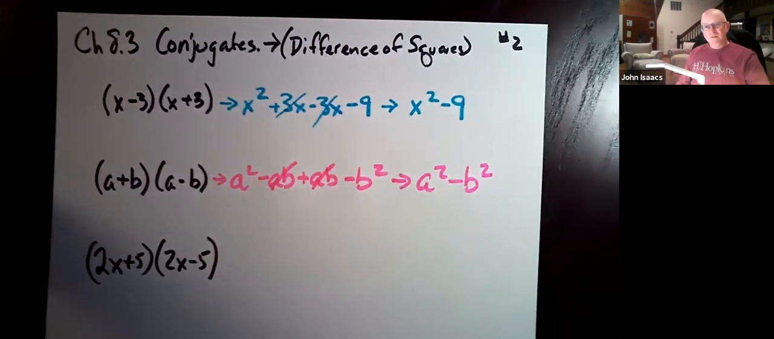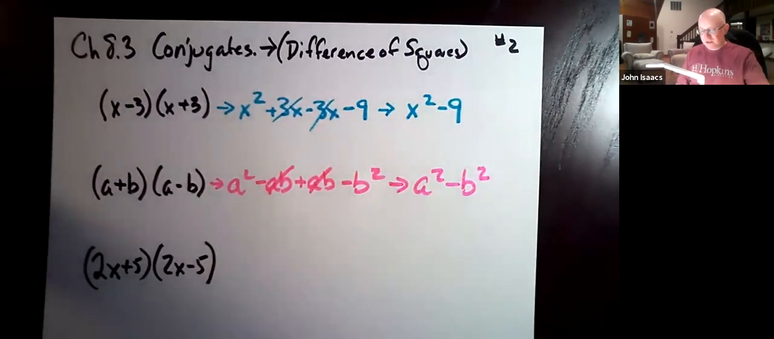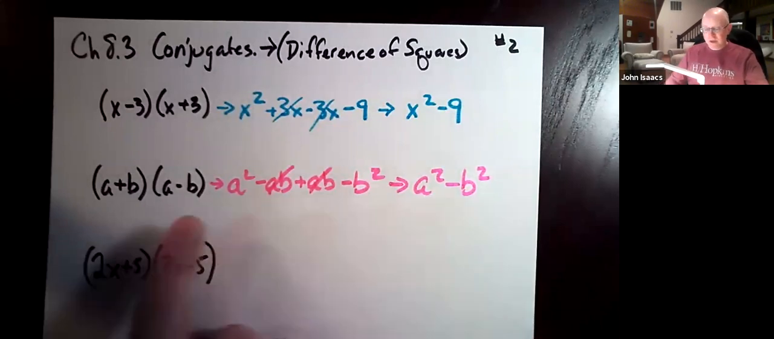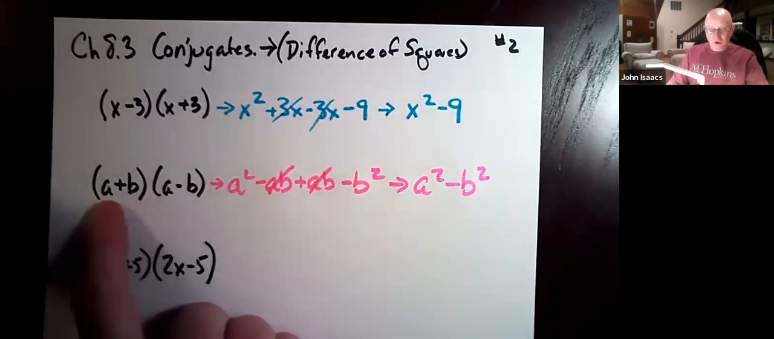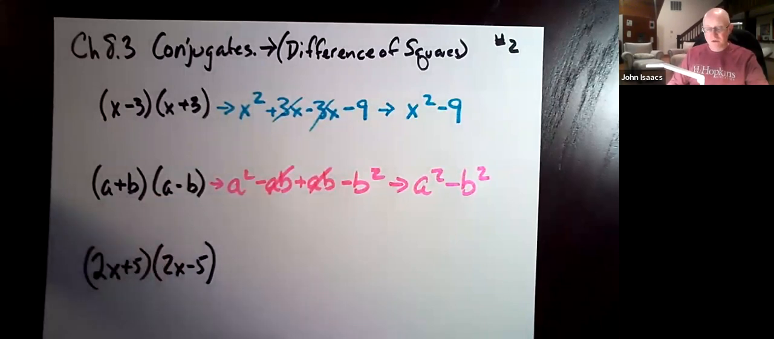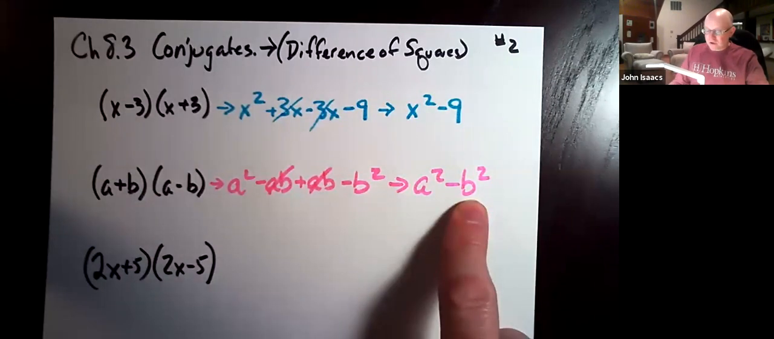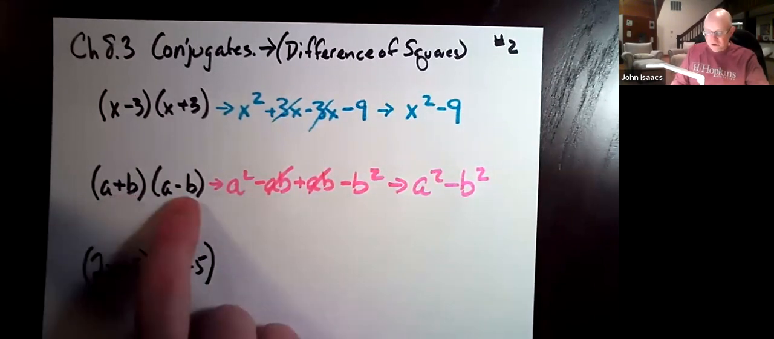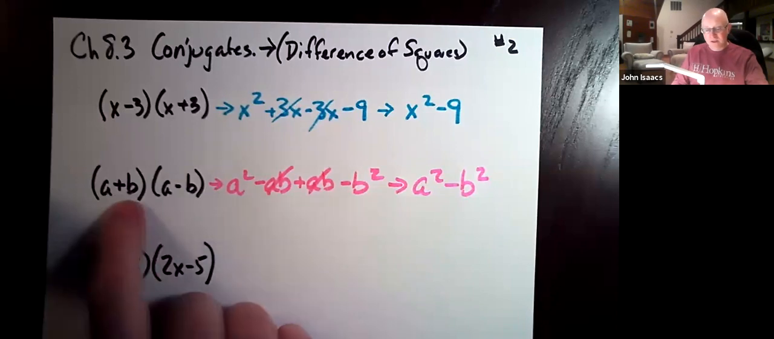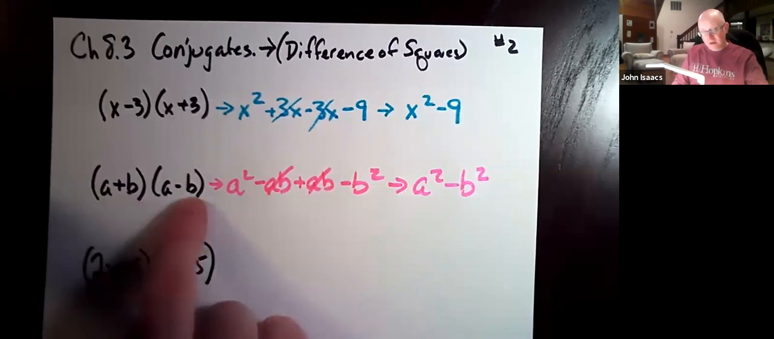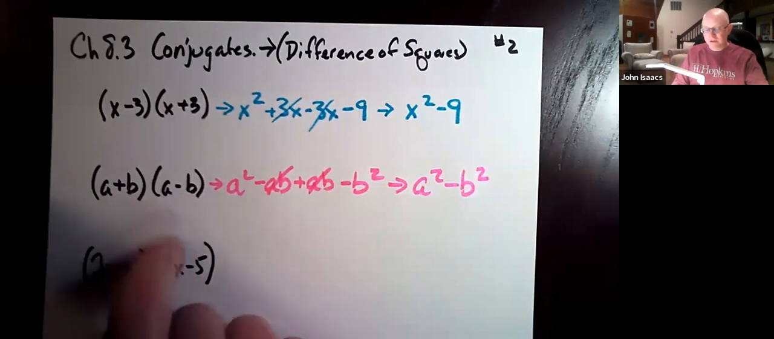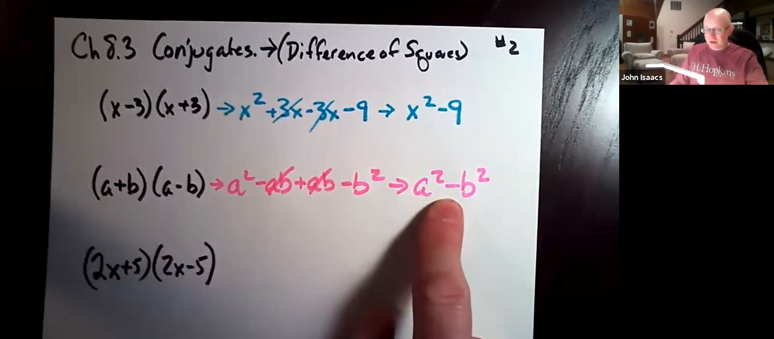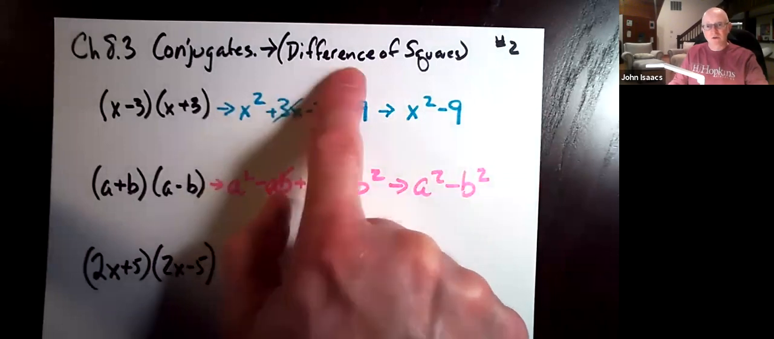Now, what this means is when you multiply conjugates, the middle term is always going to go away. Regardless of what the numbers are, the middle term disappears. And the first term in your answer is the first terms in the matching binomials squared. The last term is the end pieces of the matching binomials squared, and we wind up with a minus between them. Again, there's a reason we call it difference of squares.